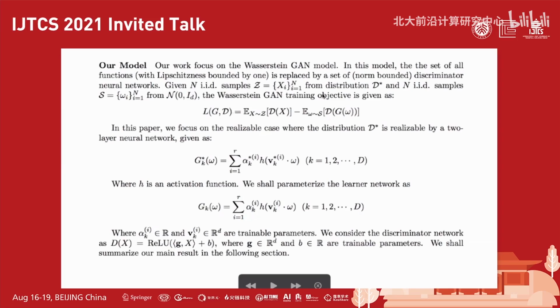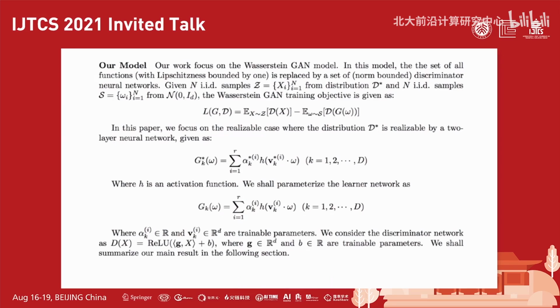As we see, the Wasserstein GAN training objective is like this. Here, G is the generator and D is the discriminator. Since omega is sampled from the standard Gaussian, G of omega would be our generated pictures, and X is our real pictures, our data sets. So by maximizing over D and minimizing over G, we get our Wasserstein GAN training objective. In this paper, we focus on the realizable case where the distribution D star is realizable by a 2-layer neural network. Look like this.